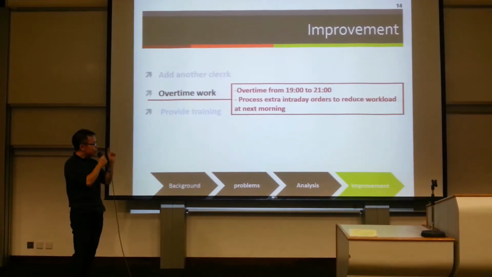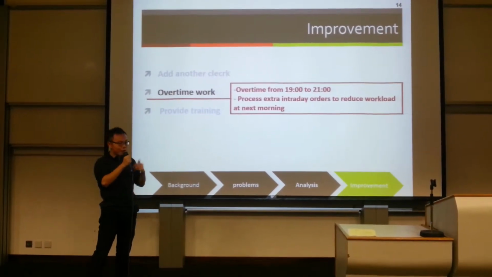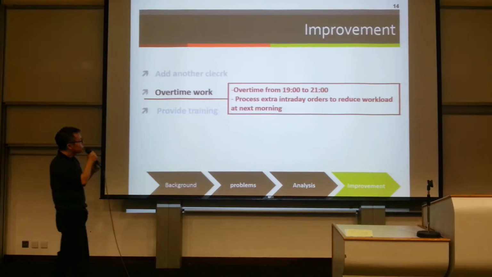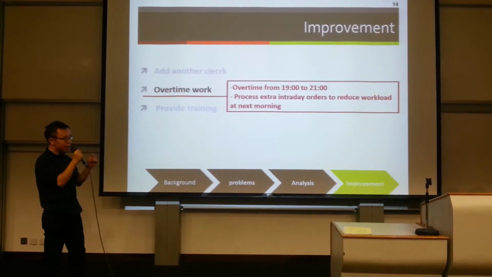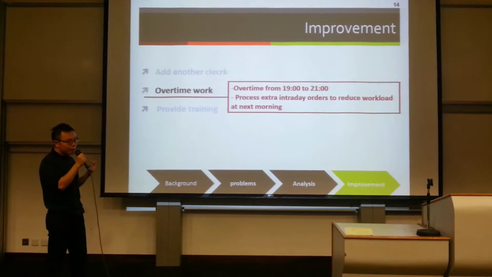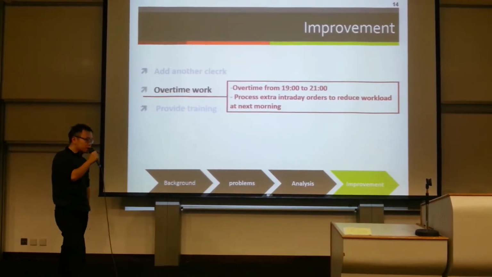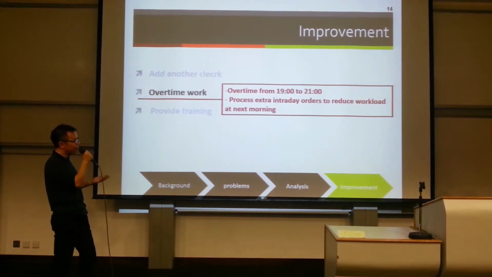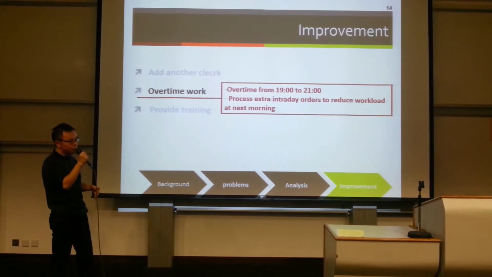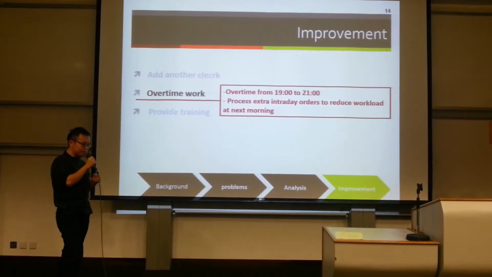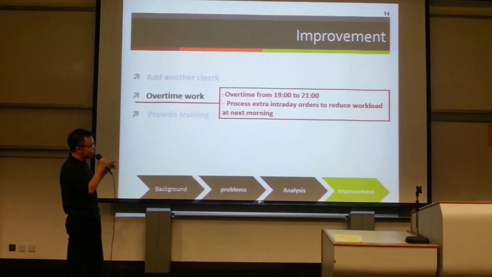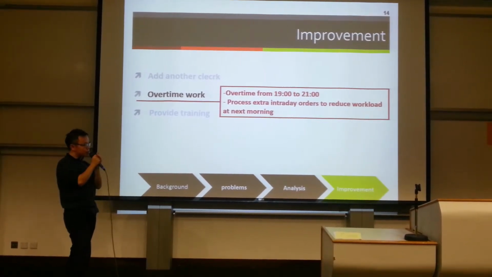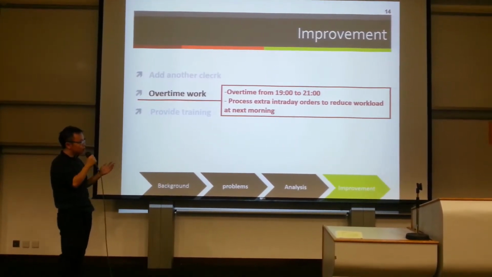Okay, the next solution is we plan to extend the working time for our workers. Originally, our working time is from 9 a.m. to 7 p.m. So we plan to prolong the normal working time to 9 p.m., which means we naturally increase 2 hours of working time for our workers, and hopefully this will solve all the orders in one day.